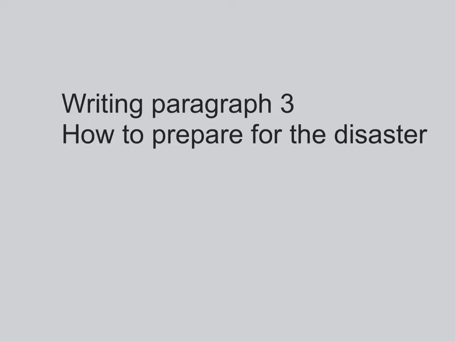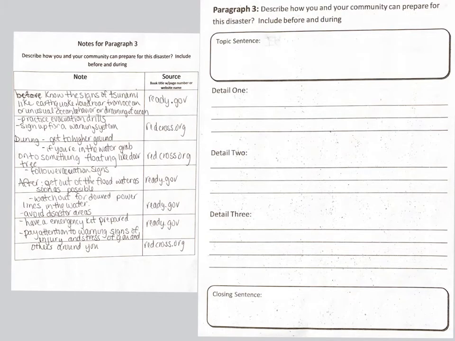Today's video will be about writing paragraph 3, how to prepare for the disaster. As I begin my third paragraph on how a community and yourself can prepare for a tsunami, I'm going to first look at all of my details. As I can see, many of my details talk about things that happened before, during, and after the tsunami. So in this case, I want to make sure that I include those things in my topic sentence.